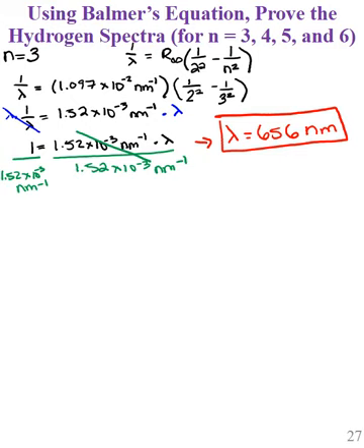Okay, now what you need to do is solve for the other 3. So you need to look at n equals 4, n equals 5, n equals 6. So go ahead and do that. You can always check your work by looking to see what you should end up with by looking at the line spectrum of hydrogen.